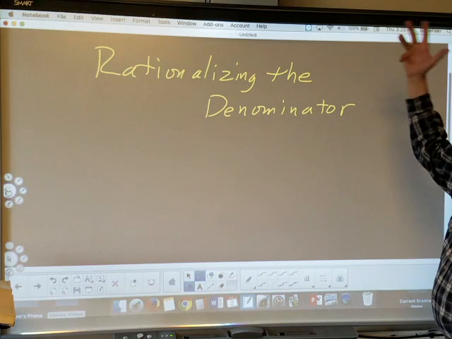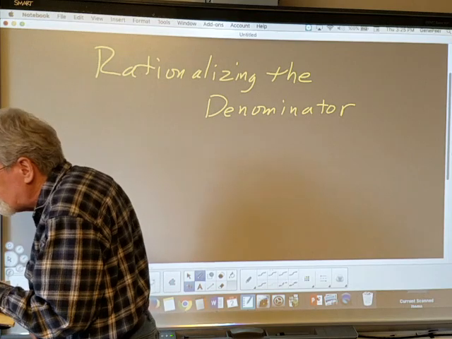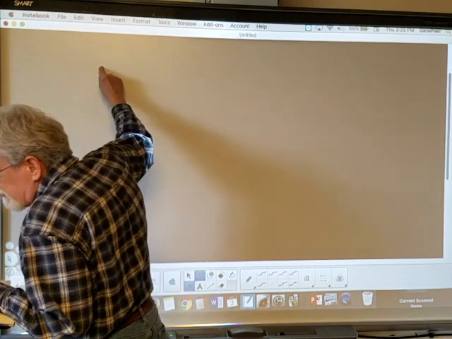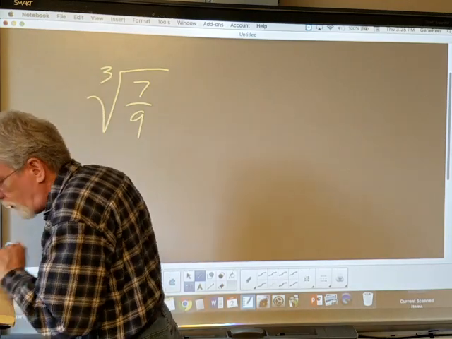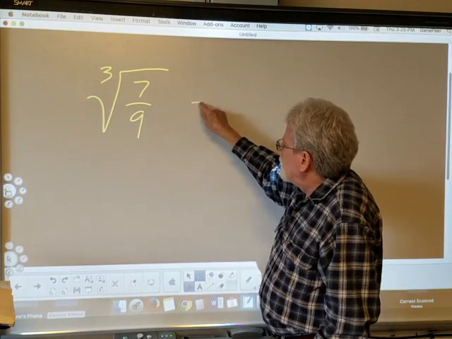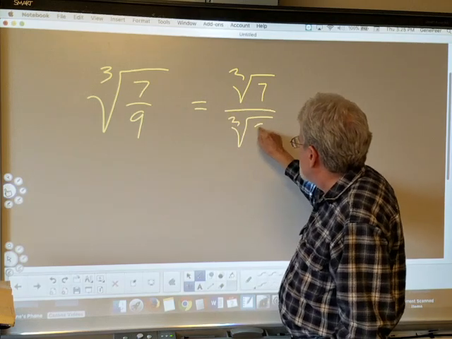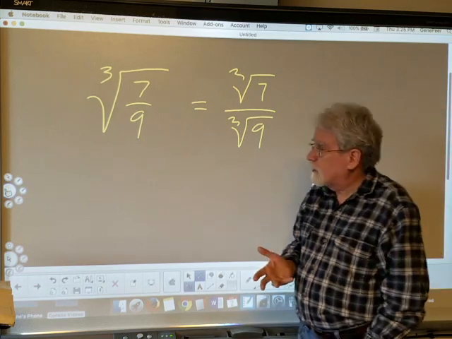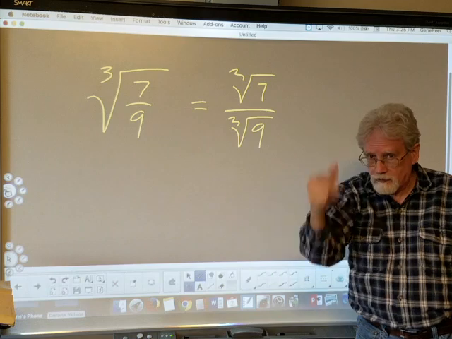Okay, so rationalizing the denominator. Let's make the denominator rational. Let's start with this example. How about cubed root of 7/9? This comes from example 4 on page 306. Problem is, we can split this if we want to. We can split it into cubed root of 7 over cubed root of 9. Now, it's not a bad idea to split it on your paper before doing this next step, but it's not required that you split it. You can do the splitting part kind of in the head.